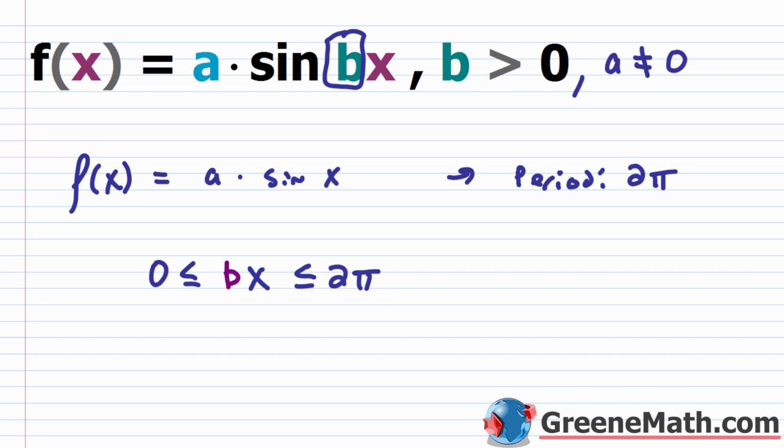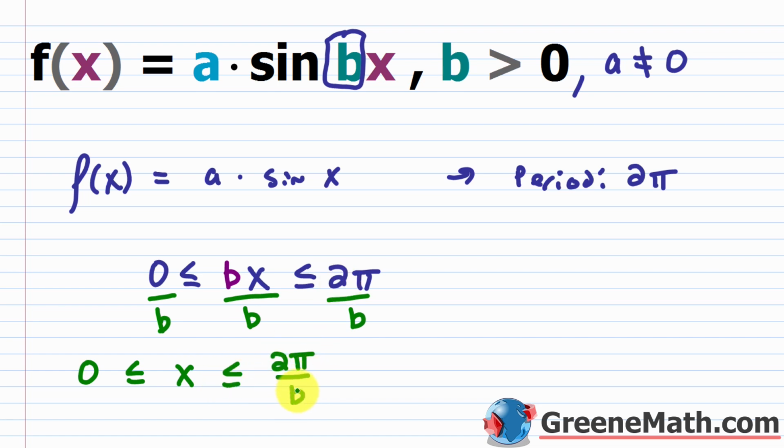And basically, to figure out what your period is, you're just going to divide everything here by b. Okay, you're going to solve this for x. 0 divided by b, well, we know that b is not 0, so this would be 0. Okay, so let me write 0 here. This is less than or equal to, well, the b's would just cancel out. B divided by b is 1, so this is just x. And then this is less than or equal to your 2 pi over b.